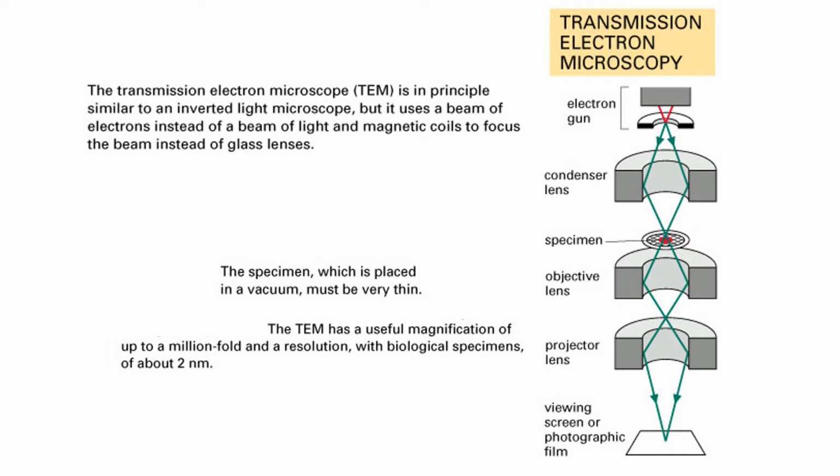I'm not going to spend too long on these, but these are the two types of microscope and how they work. So the transmission electron microscope is similar to a light microscope, but it uses a beam of electrons instead of light, and it has a viewing screen at the bottom. They're much larger than the light microscope.